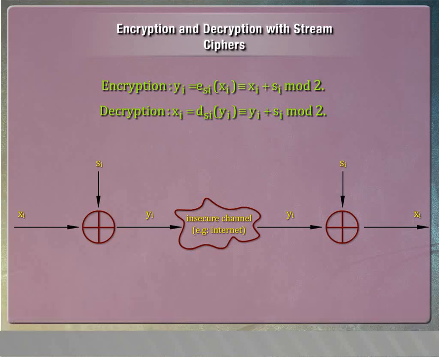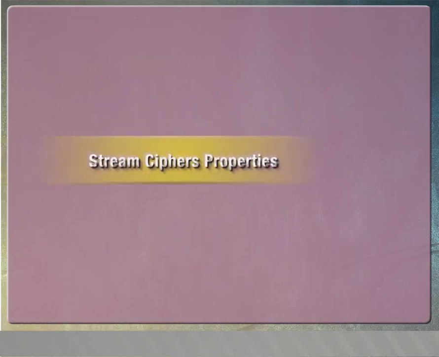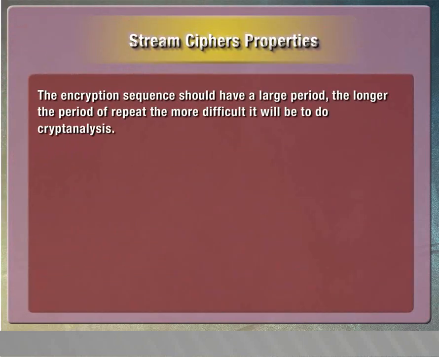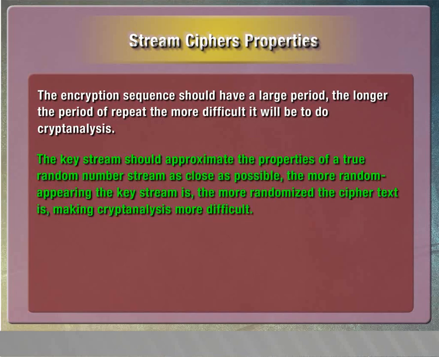Stream cipher properties. The encryption sequence should have a large period. The longer the period of repeat, the more difficult it will be to do cryptanalysis. The key stream should approximate the properties of a true random number stream as closely as possible. The more random-appearing the key stream is, the more randomized the ciphertext is, making cryptanalysis more difficult.